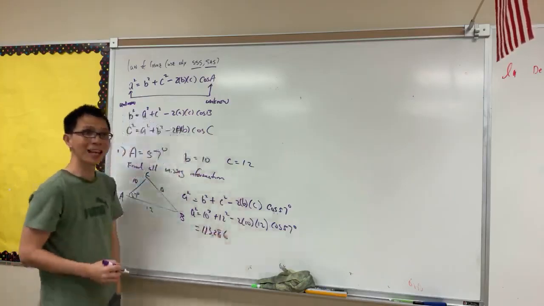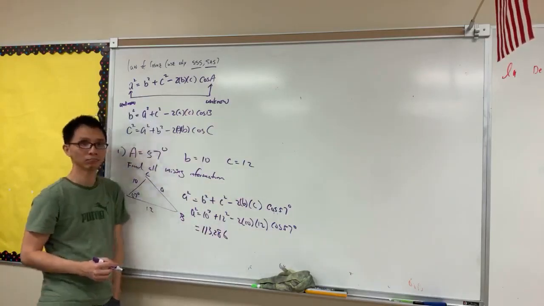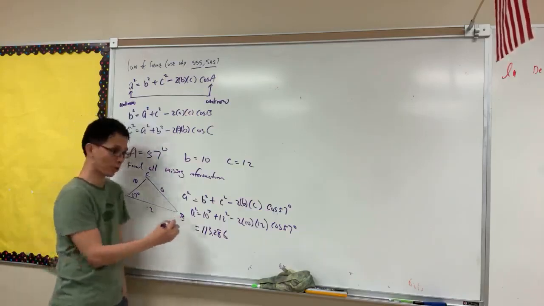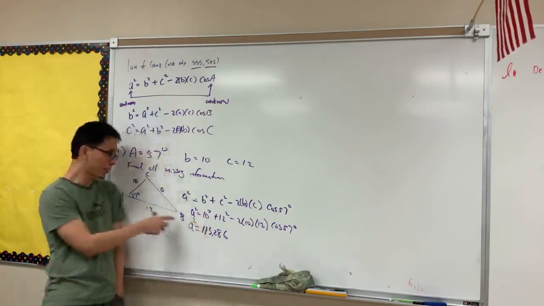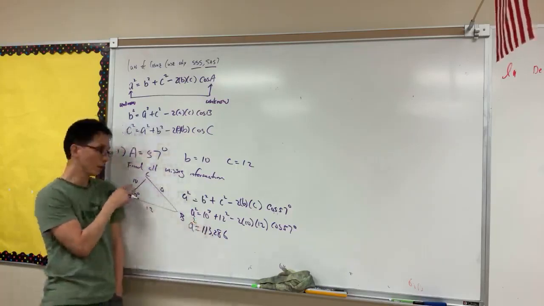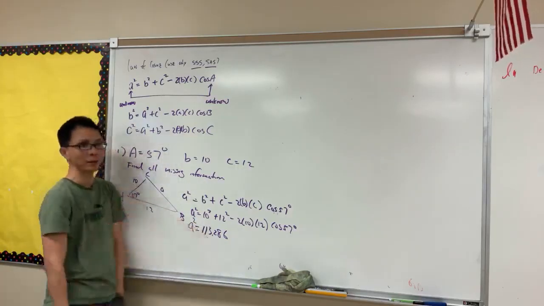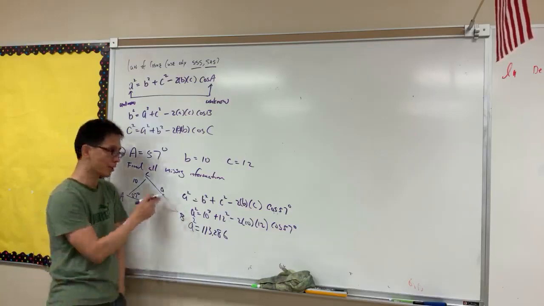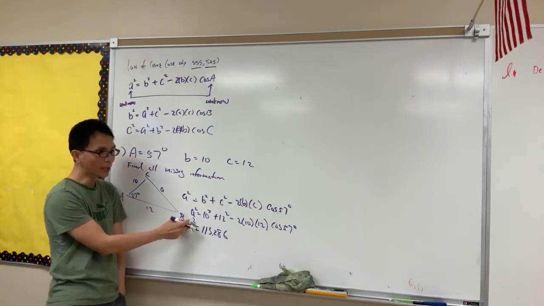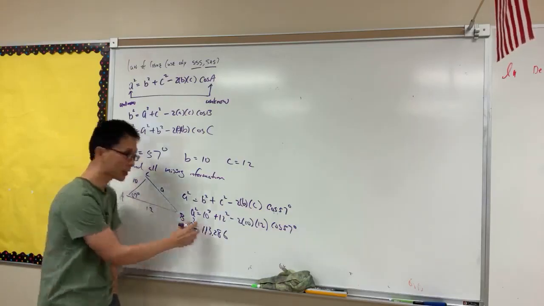Now, is it the answer or not? No, that's not the answer, you need the square root. People usually think that's the answer. Think about it: can you form a triangle with sides 10 and 12 and the other side 113? That's not practical, because that's not enough. So A must be smaller than that. A squared is equal to this, so what is A?